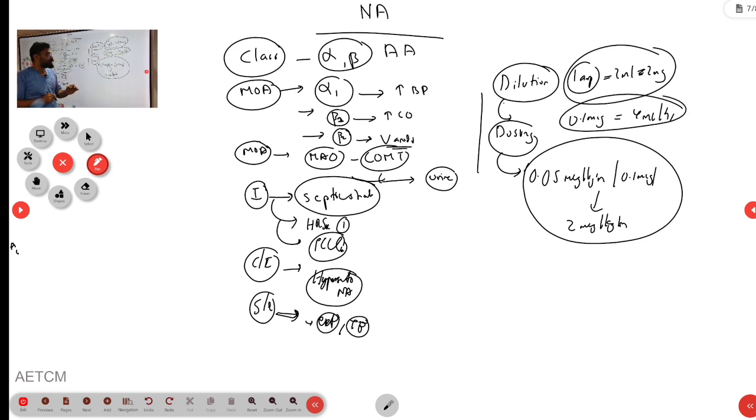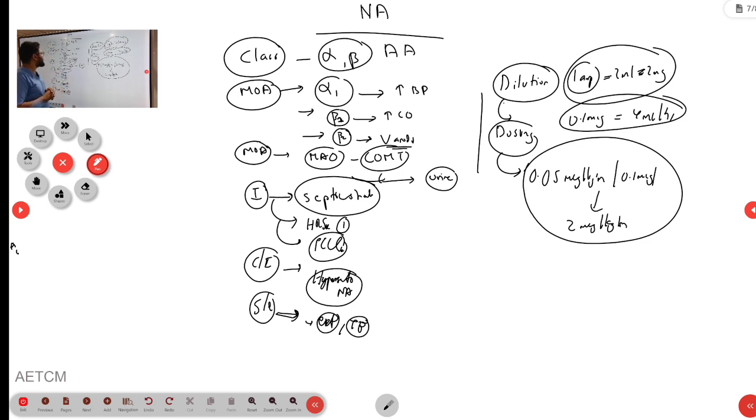So coming to the dilution, 1 ampule of noradrenaline is equal to 2 mg, which is equal to 2 ml. So we will take 2 ampules, that is 4 ml of noradrenaline, mixed with 46 ml of NS corresponding to 50 ml, and we will run it at an infusion rate of 4 ml per hour, which corresponds to 0.1 microgram.